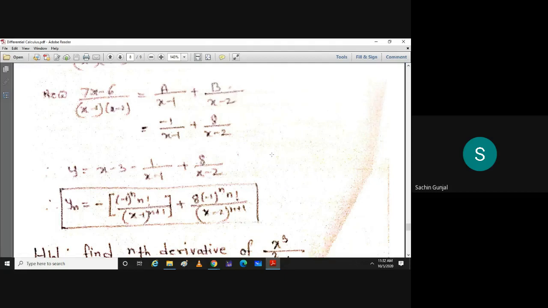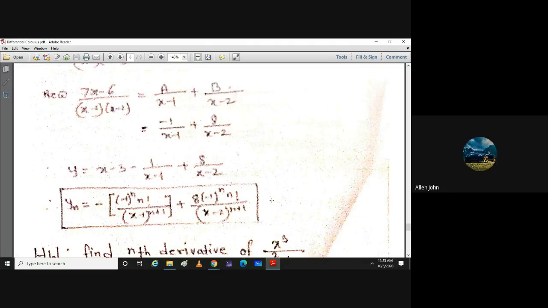So what is y1? Y1 is equal to 1 minus 1 upon x minus 1 whole square plus 8 into minus 1 upon x minus 2 whole square, isn't it? Write down y1 separately and then yn, and then you write n greater equal to 2.